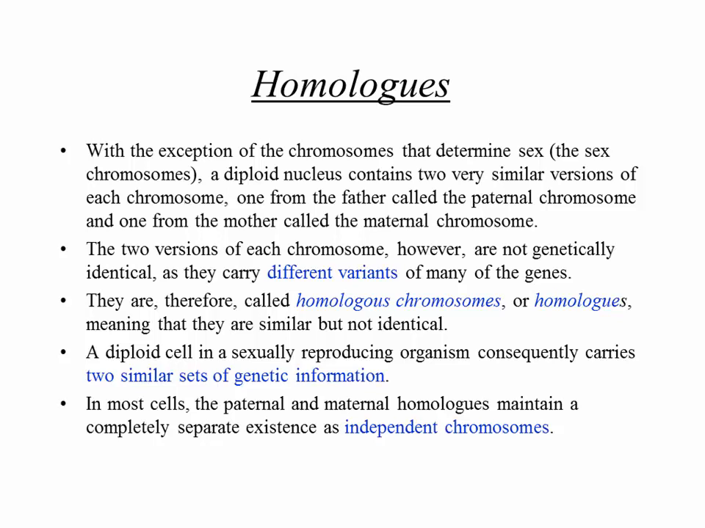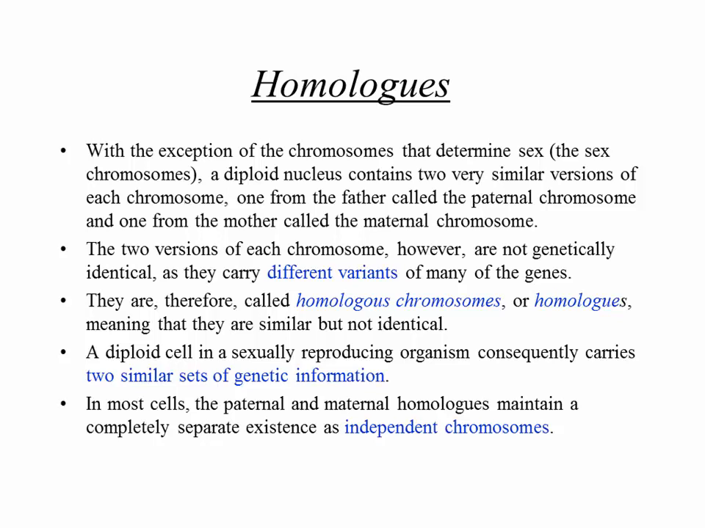Now, with the exception of the chromosomes that determine sex, that is the sex chromosomes, the X and Y chromosome, two X's in females and X and Y in males, a diploid nucleus contains two very similar versions of each chromosome, one from the father, called the paternal chromosome, and one from the mother, called the maternal chromosome. The two versions of each chromosome, however, are not genetically identical, and they carry different variants of many of the genes. I gave you the reasons for that last time when we talked about genetic variation. We did the math. No two people are going to have exactly the same genes. So these chromosomes, which are similar but not completely identical, are called homologous chromosomes or homologs, meaning that they're similar but not identical. So a diploid cell in a sexually reproducing organism consequently carries two similar sets of genetic information.